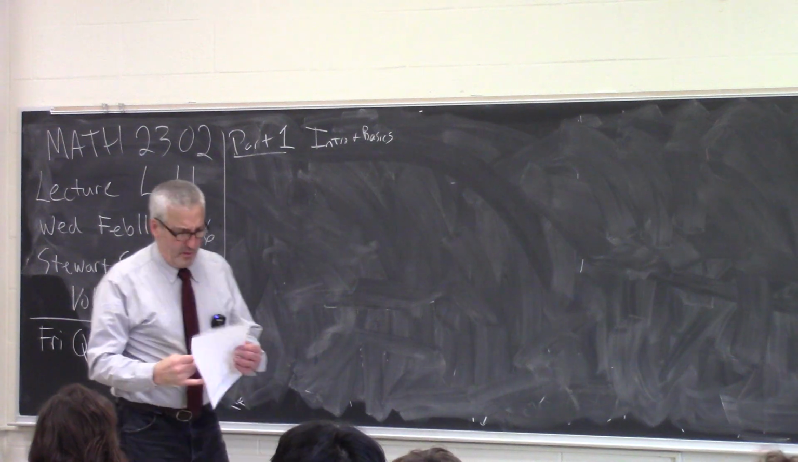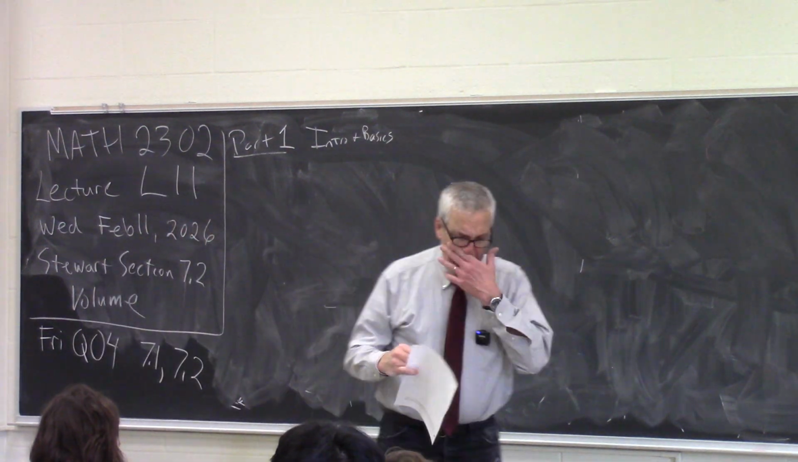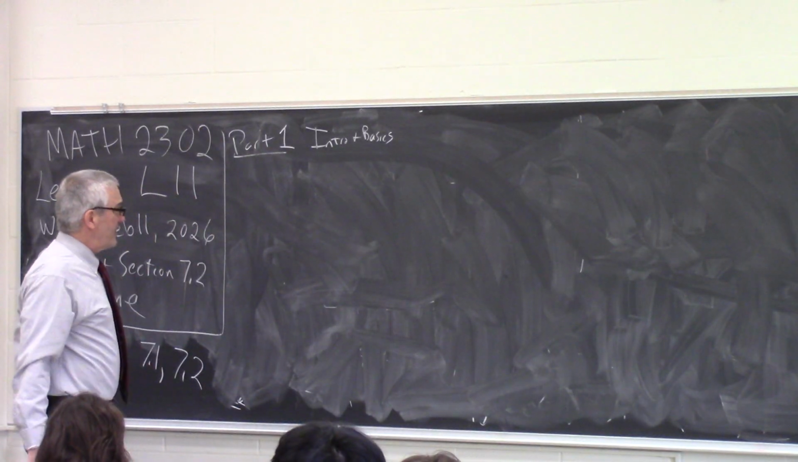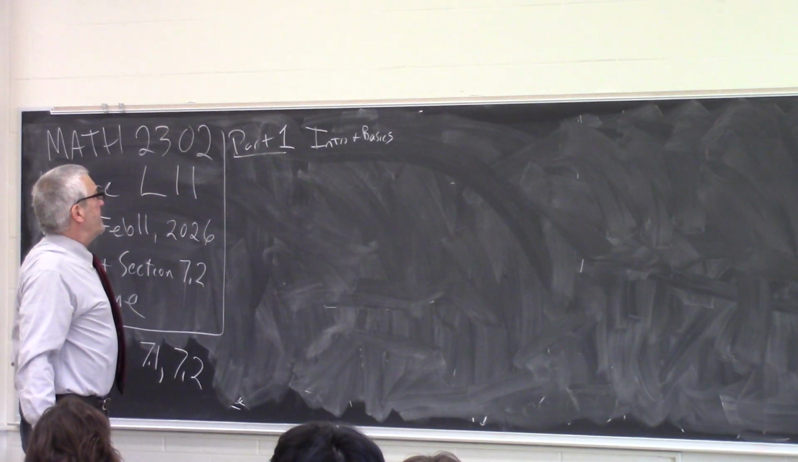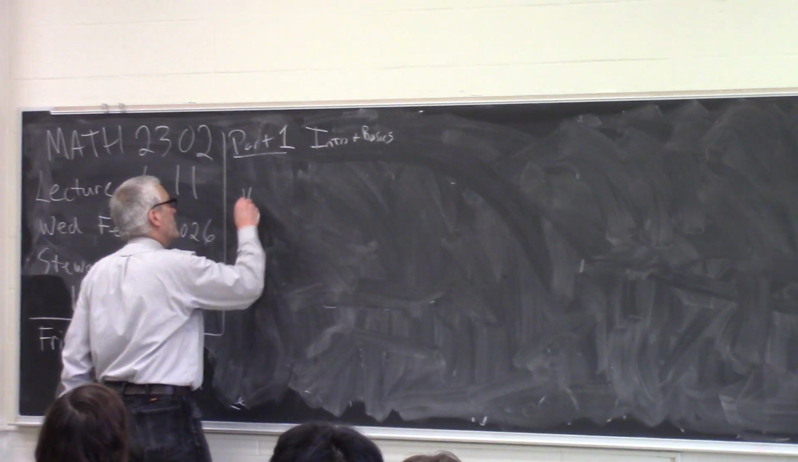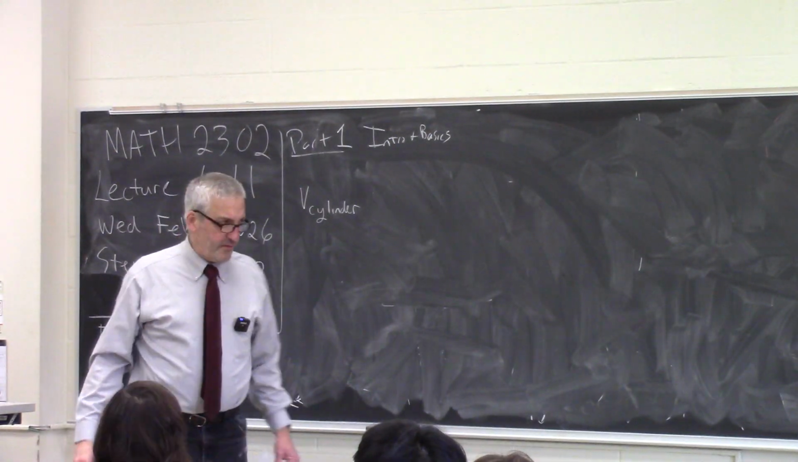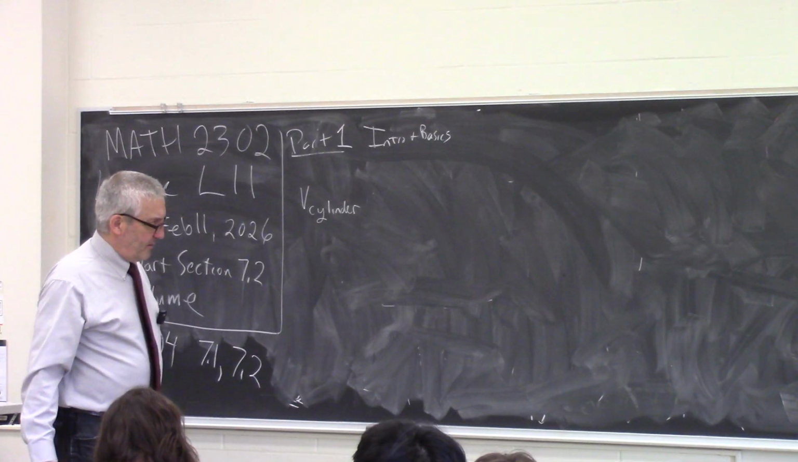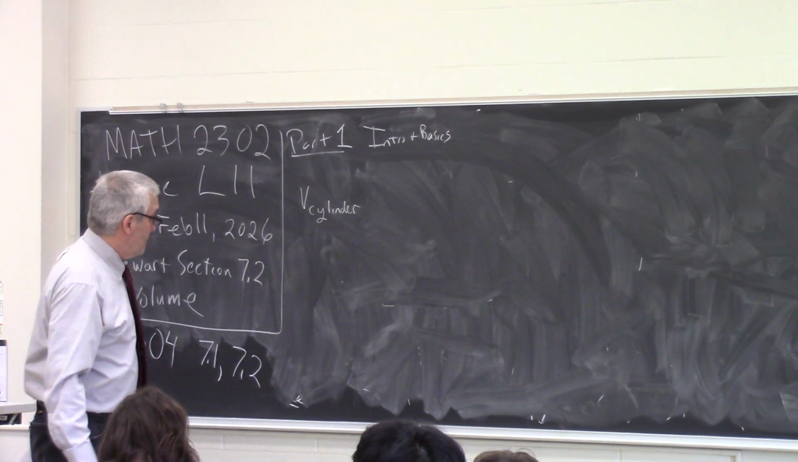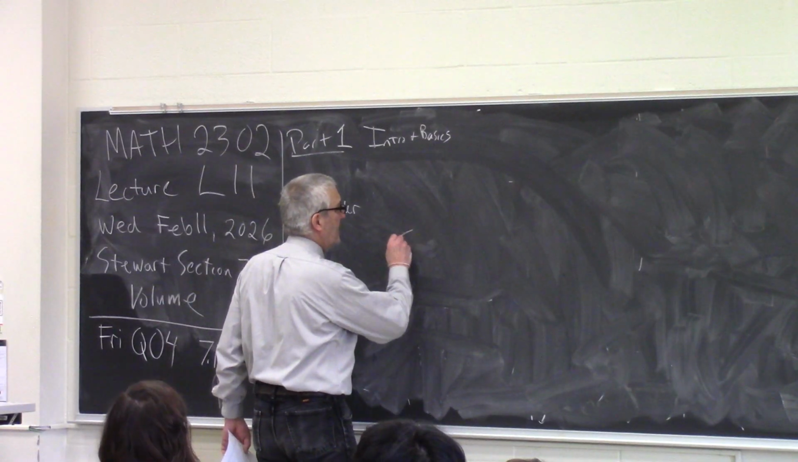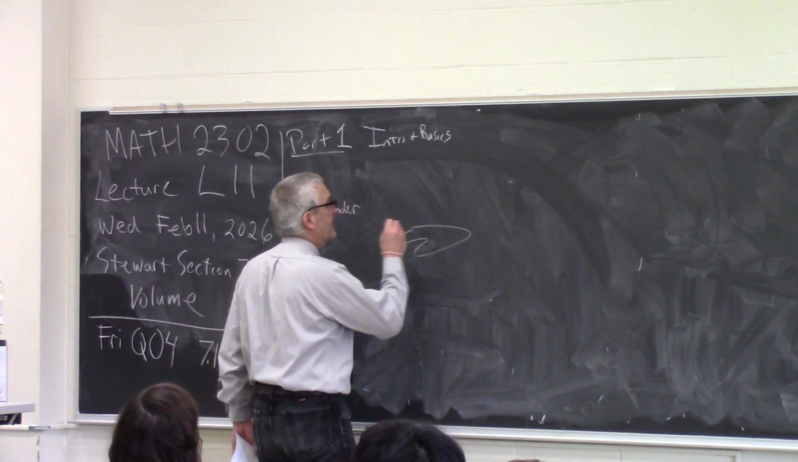All right, so first, intro and basics, very basic and very sketchy, so read the book for these. But the volume of a cylinder is, well, you have to think about what a cylinder means in math. You probably think of a cylinder as like a can of soup, which is a particular kind of cylinder. It's a right circular cylinder.